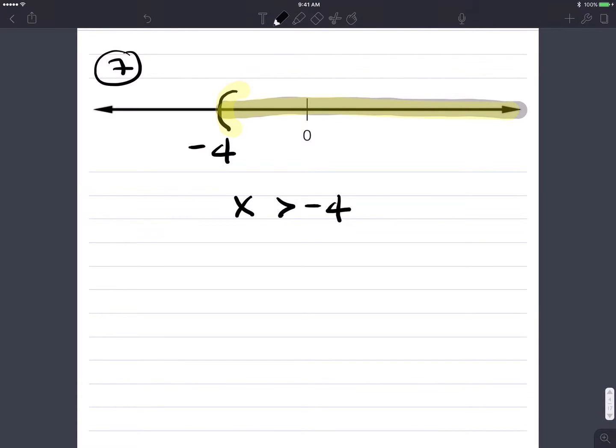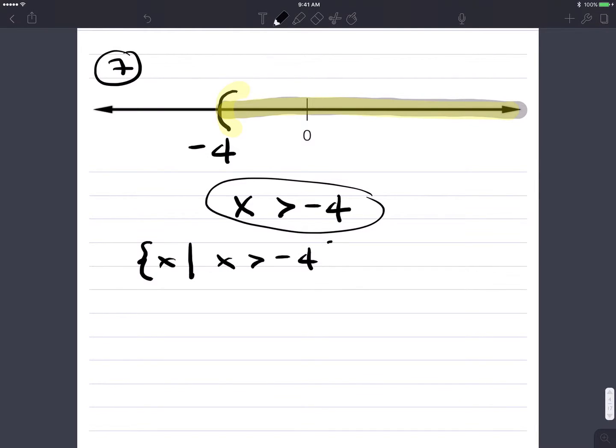Now, if we want to describe this in terms of set notation, we have the set of all x, such that, let's actually describe these numbers. This here is our description. They are greater than -4, and we're going to close our parentheses. This here is our set notation.